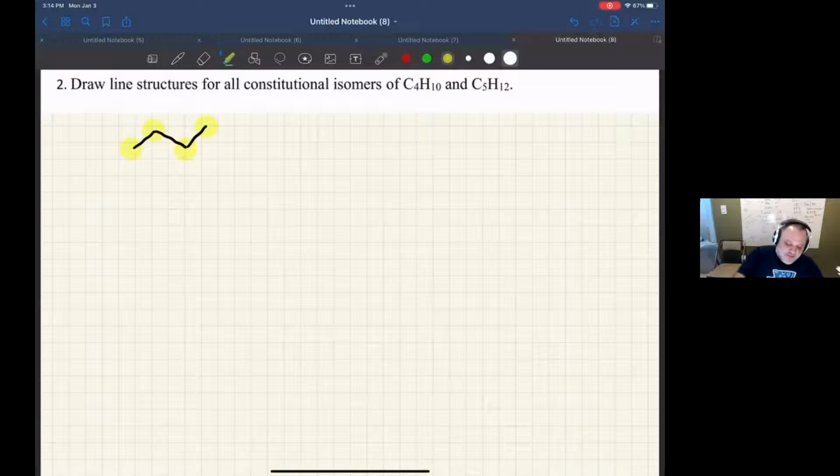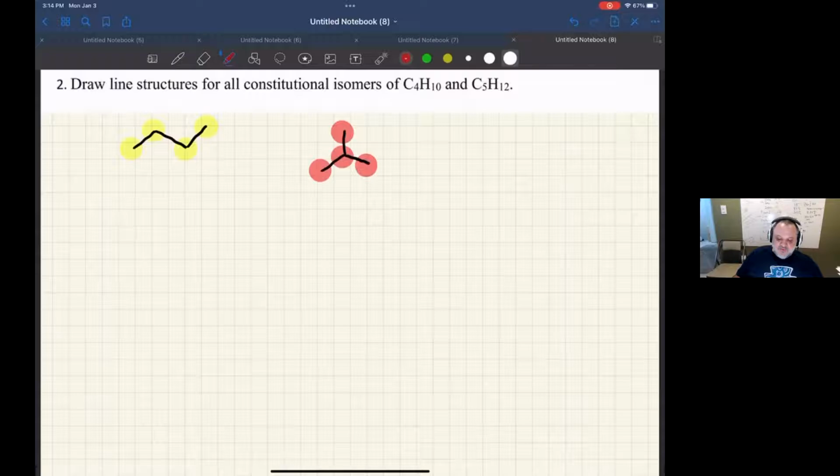The only other option for C4H10 is to have a branch. If I branch, then it has to come off the middle. This is the only other way to get 1, 2, 3, 4 carbons in a molecule. And so these are the 2 constitutional isomers of C4H10. All right, so let's take a look.